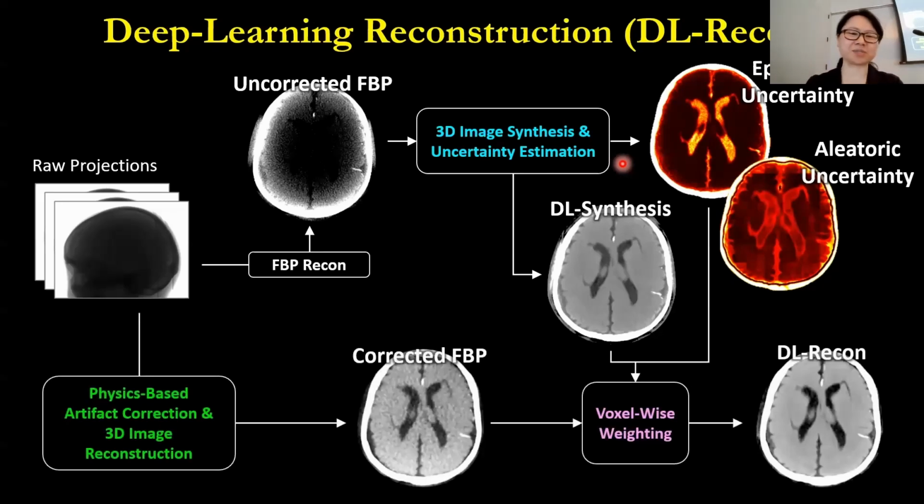In addition to the image synthesis, we also use physics-based artifact correction methods and 3D reconstruction to get a fully corrected FDK. And this is our physics-based reconstruction method. We then merge the corrected FDK with the synthetic CT using the epistemic uncertainty as a voxelwise weighting to generate a final DL-Recon image.